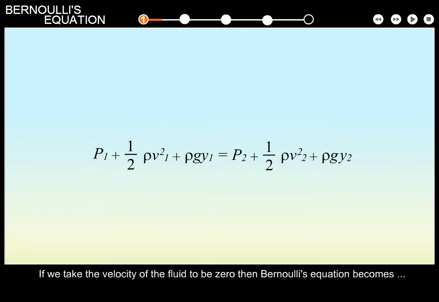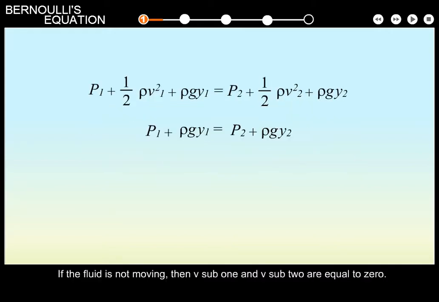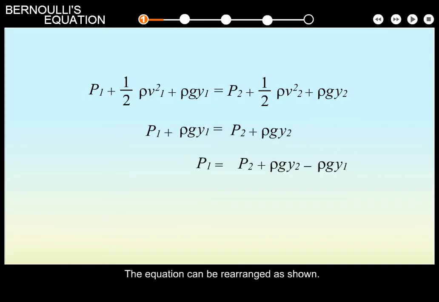If we take the velocity of the fluid to be 0, then Bernoulli's equation becomes the same equation that we use to find the pressure at any depth in a fluid. Let's derive this from Bernoulli's equation. If the fluid is not moving, then V sub 1 and V sub 2 are equal to 0. The equation can be rearranged as shown. Finally, simplify this to the pressure equation.